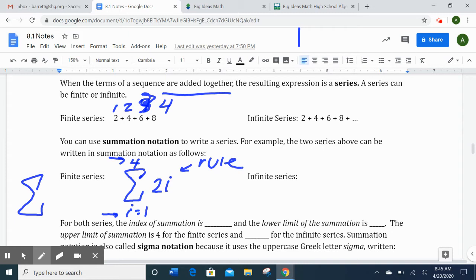The only difference in the infinite series, I'm still going to draw my capital sigma. I is still equal to 1. And the rule is still 2i. But there's no limit to the last term. You're not only going to the 4th term or only going to the 25th term. You're going on forever and ever. So up here, I'm going to put an infinity symbol.